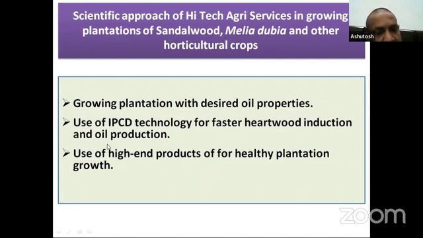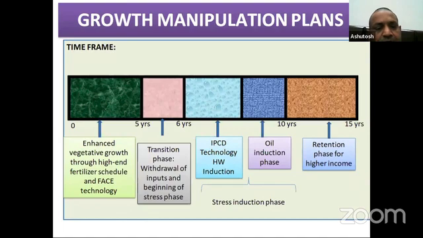Then there is one technology by IPCD, which is a stress based technology, to improve the development of heartwood in the sandalwood. How do we plan to grow sandalwood? For the initial 4-5 years we give them good fertilizer, good irrigation, so that they increase in size.